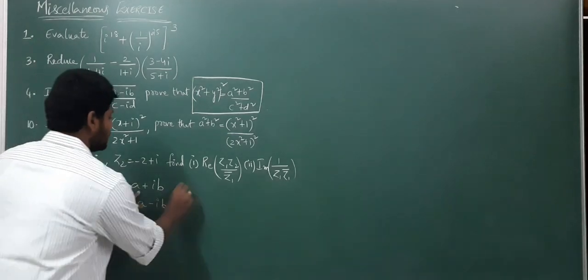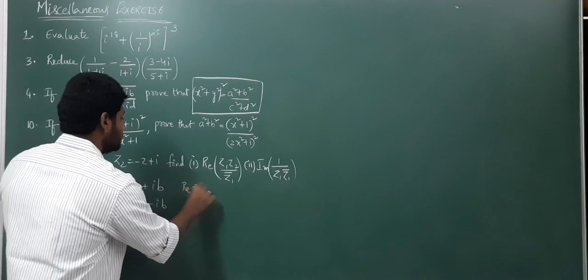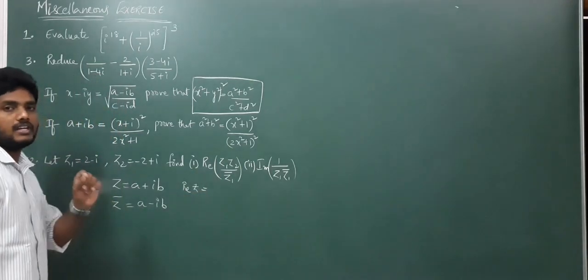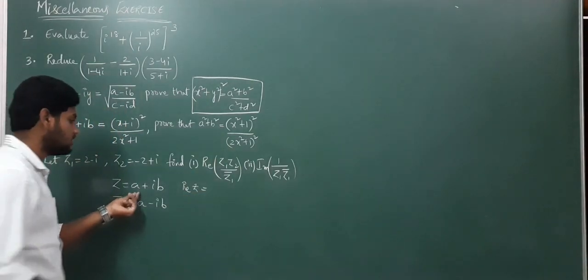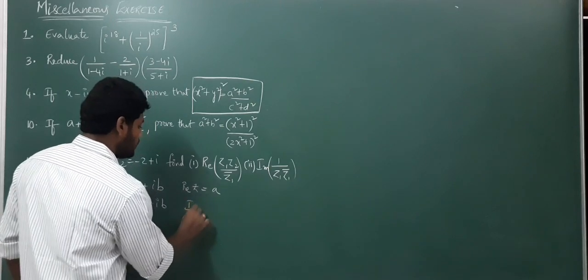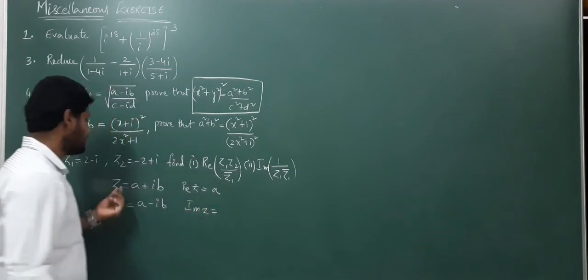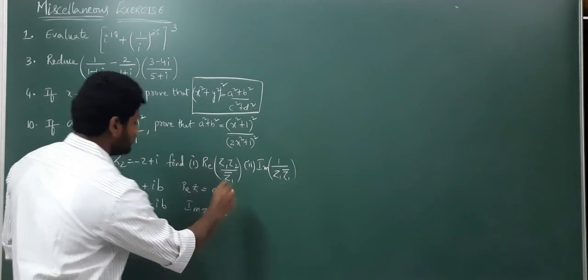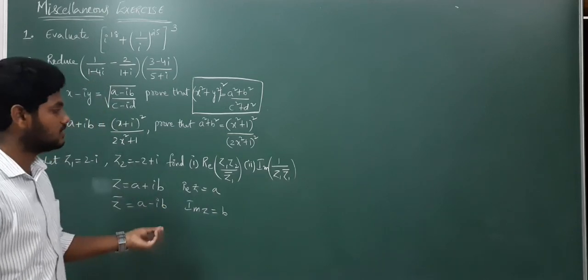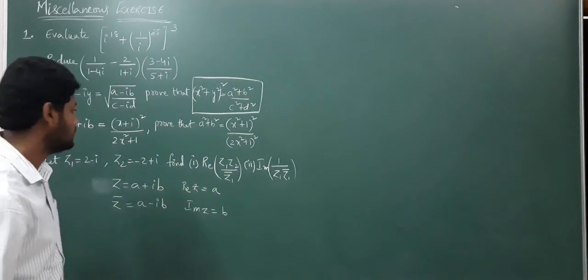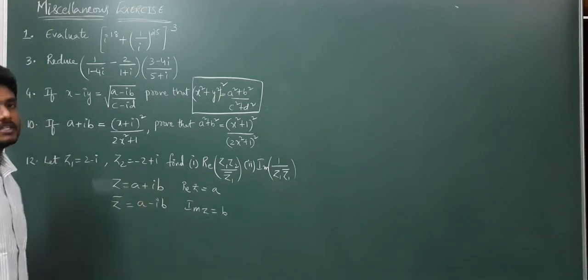Then in this Z, what do you mean by RE of Z? RE of Z means the real part of Z. What is the real part of Z? A. What is IM of Z? The imaginary part of Z. What is that? B. If you remember this concept, it is a very easy concept, you can find this. So this may be asked as a 2 marks question.